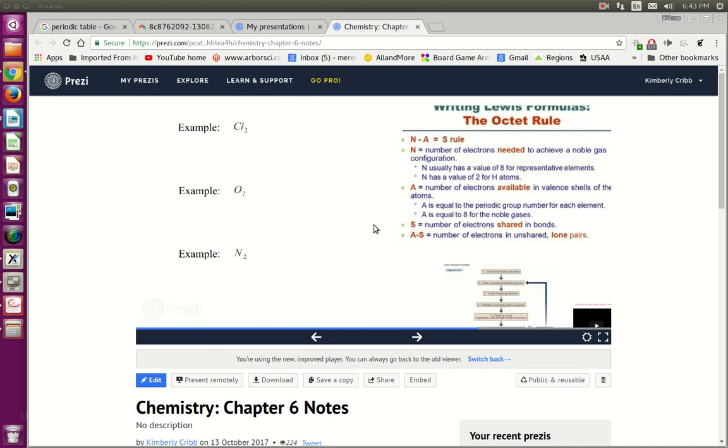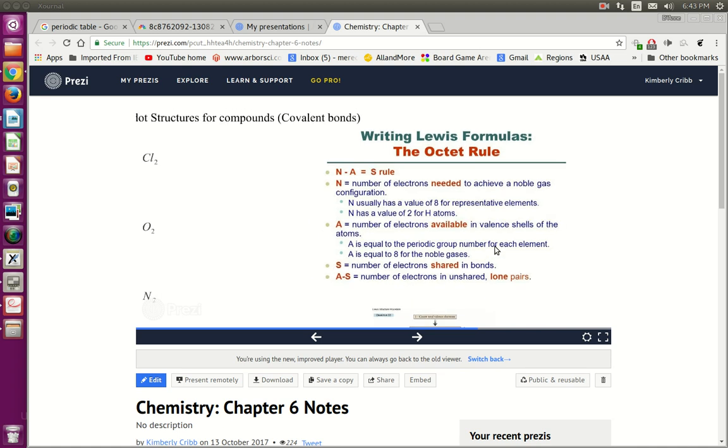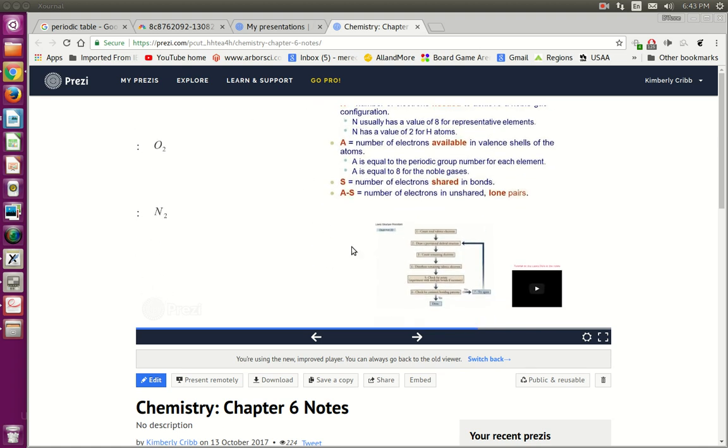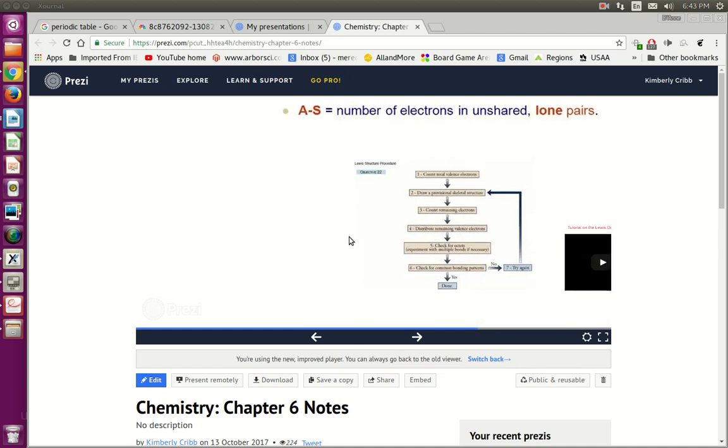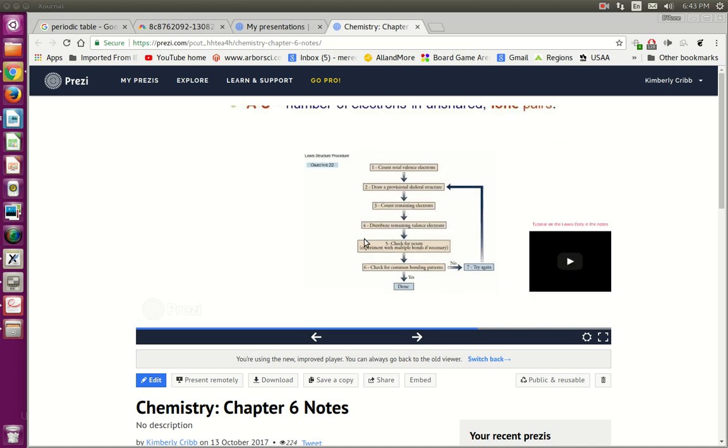I want you to notice that in the Prezi there's this octet rule, writing Lewis dot formulas, the octet rule. That's basically what I'm going to go over in this video. One of the ways of writing Lewis dot structures that I just kind of learned about last year. And there's also a flow chart on writing Lewis dot structures right here. And we're going to kind of use them both together.